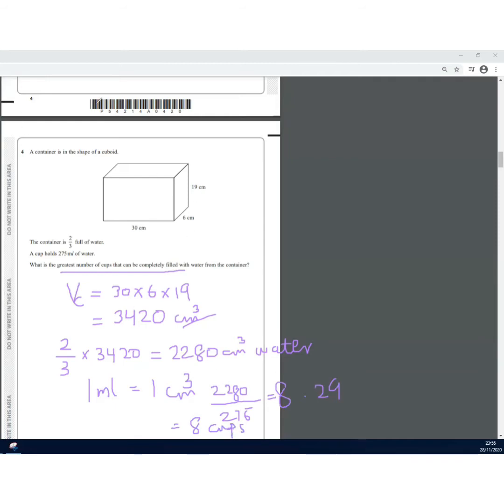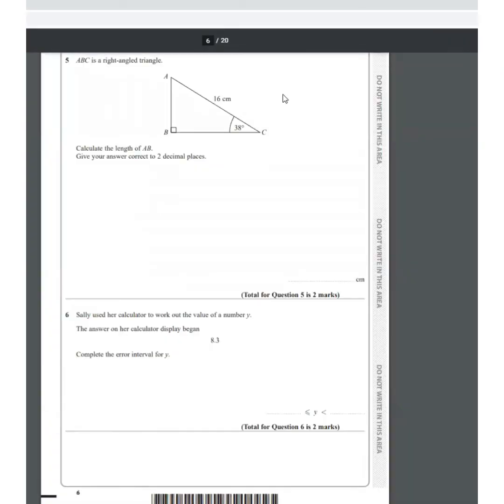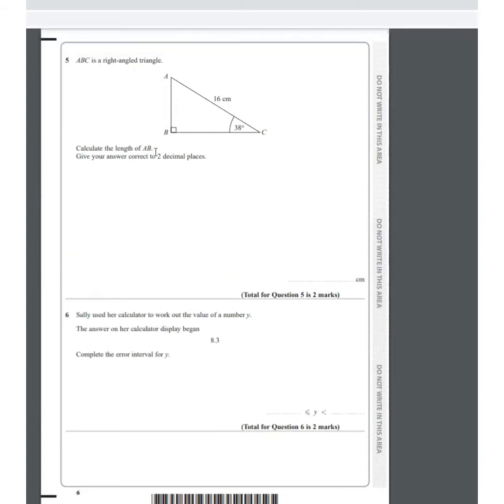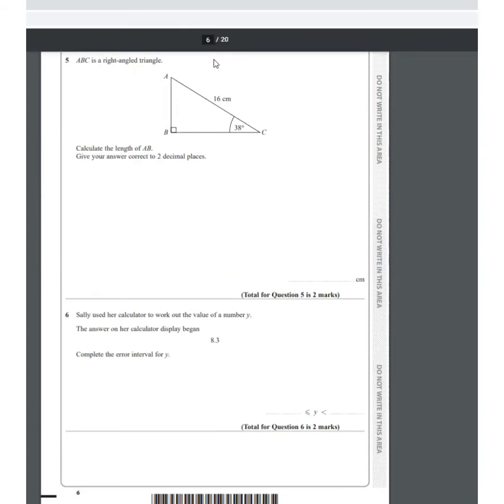Let's move on to the next question. Okay, in question number 5, we're given a right angle triangle, ABC, and we're asked to find the length of AB.